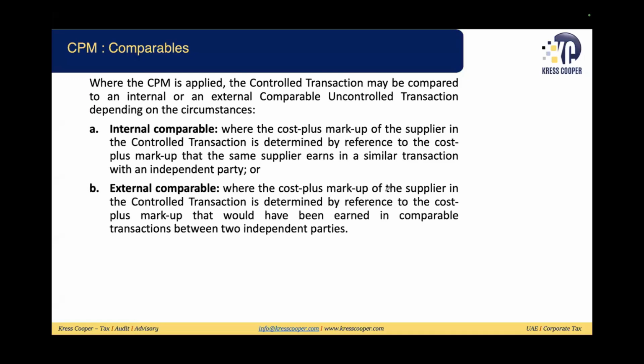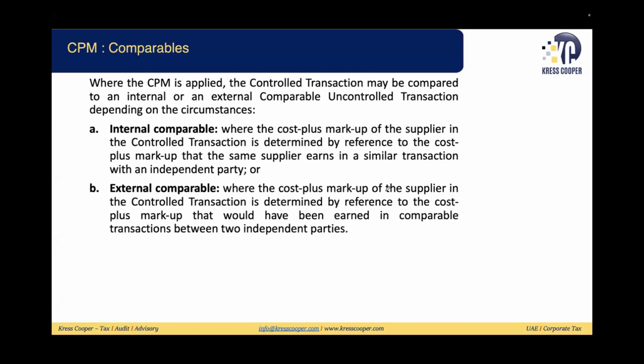So if A is selling 100 pieces of any product to B, B is the related party, it will be considered controlled transaction. If A is selling to C, C is a third party, the same 100 quantity being sold under the similar circumstances, the transaction between A and C, as I mentioned, will be considered uncontrolled transaction. It will be considered internal comparables.